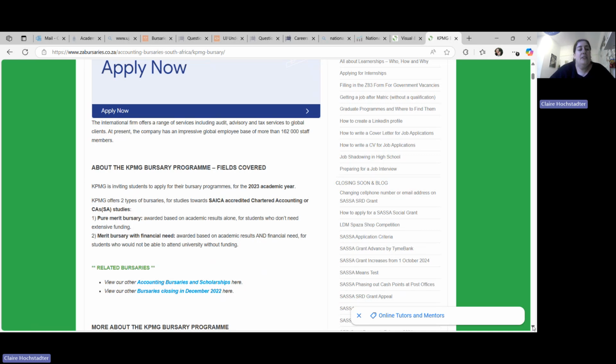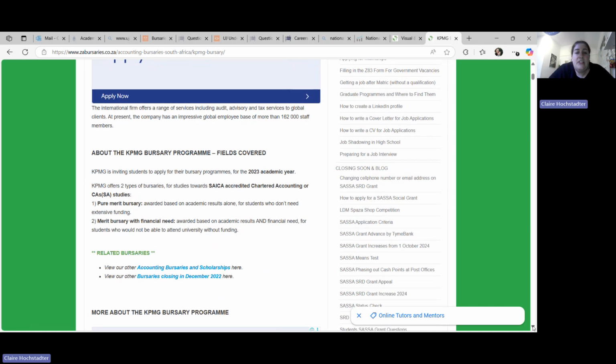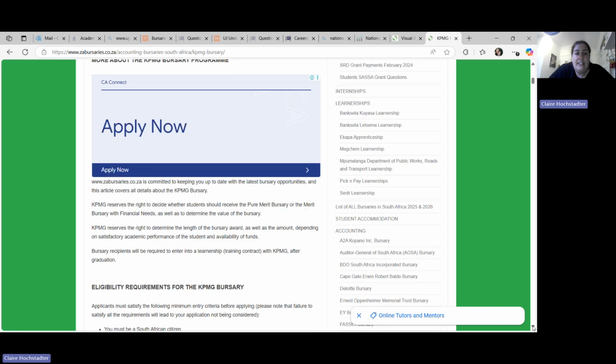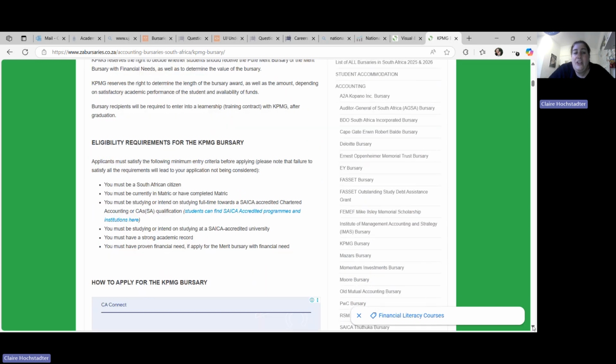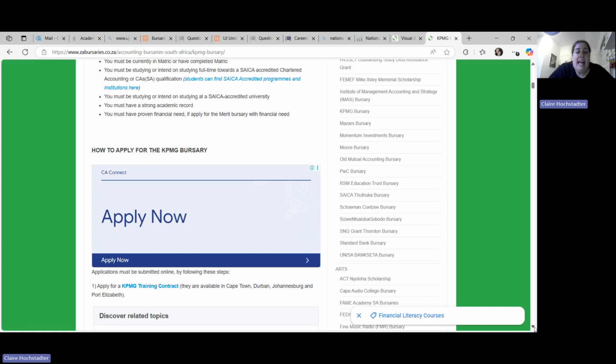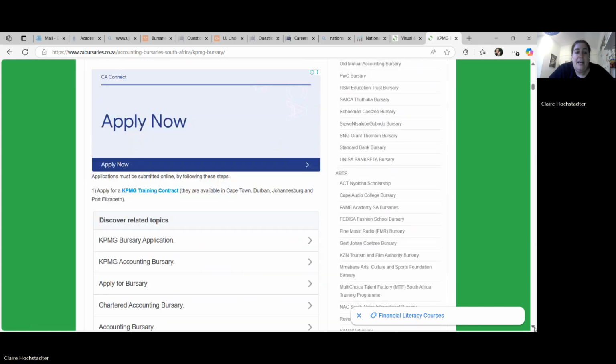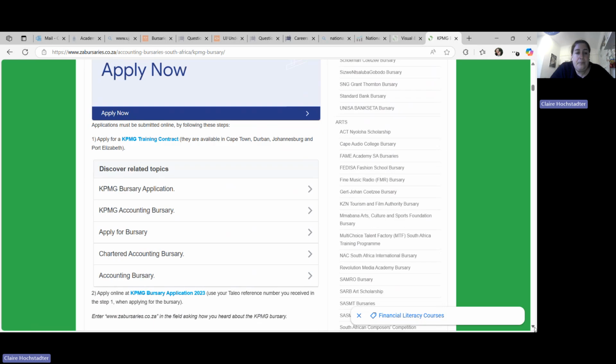So they are talking about the type of bursaries and the type of courses that they are affiliated to. They are telling you the eligibility requirements. So this is what you need to have to be able to do it. And they really are going as far as how to apply. And like so many of them, again, it is online. So it's ensuring you've got your internet connection. It's ensuring that you have all the details that you need in order to apply.